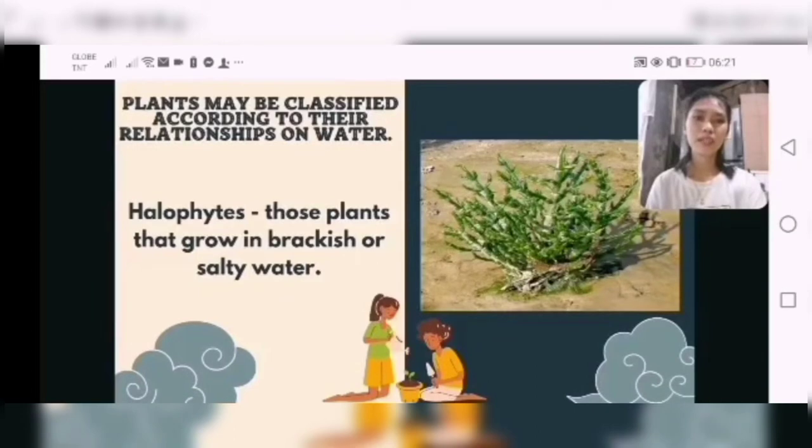Halophytes, those plants that grow in brackish or salty water. So, those plants motobo ra sa mga pakat-pakat nga tubig like ang isa ka example is mangroves.